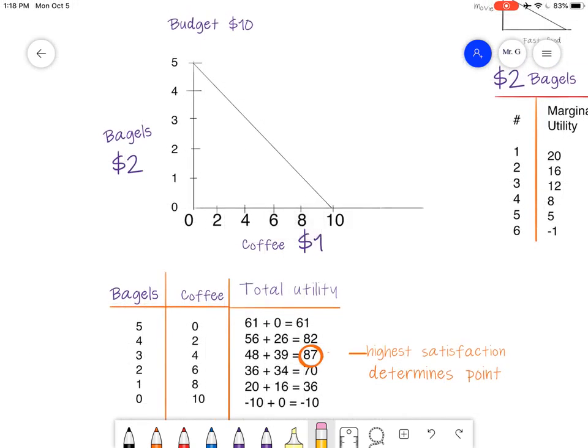Okay? Budget constraint. So this is what you see with the graph right here. This is a budget constraint. We have a budget of $10. We covered this. We can buy 5 bagels and 0 coffees, or 10 coffees and 0 bagels. You can see our opportunity set below.